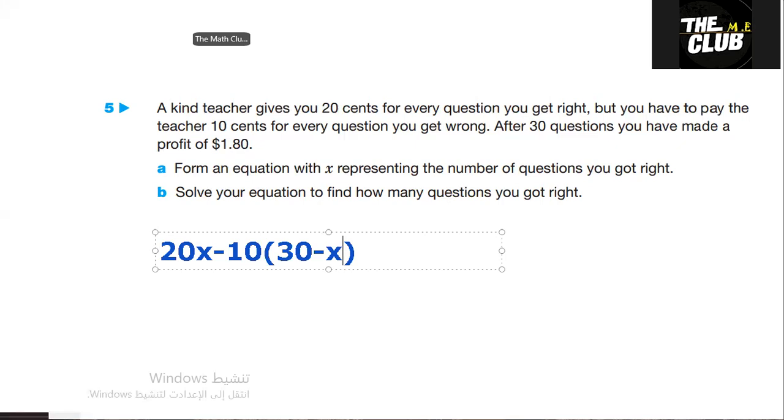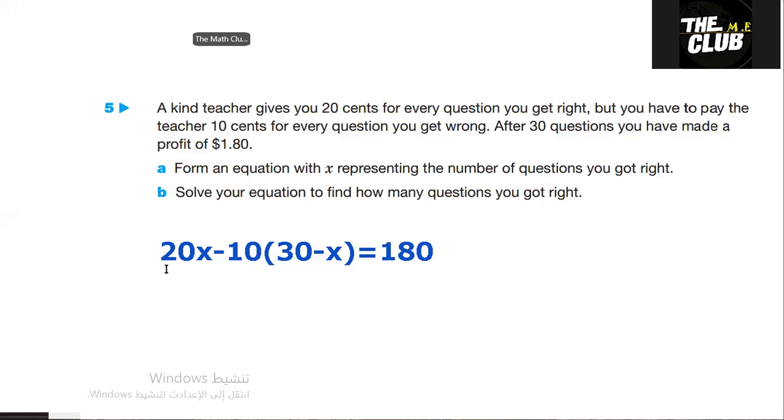We don't know how many, but it is 30 minus the right questions. And then we multiply them by 10 cents. And then we subtract them from the good questions and we get a profit of 180 cents. I hope you understood the idea here. If you have problems here, raise your hand. I'll explain it more, okay?